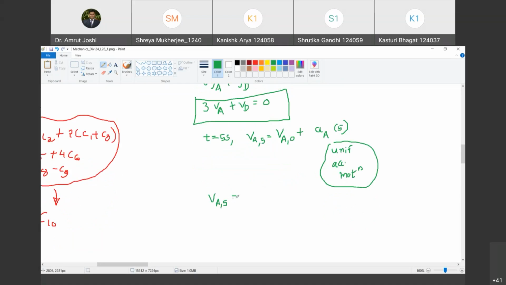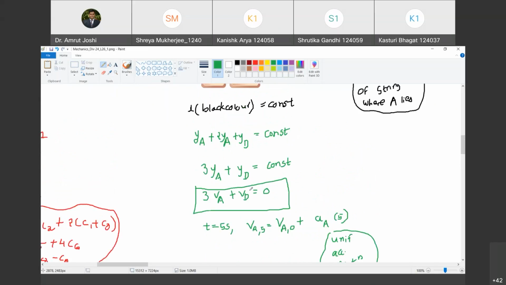Minus 2.2 millimeter per second. So tell me the values. What was this? 30 mm per second. Plus minus 6.4 into 5. So how much is that? Minus 2.2 millimeter per second, sir. So this velocity must be in the downward direction. Agreed? Yes, sir. Okay, this is what I have written.